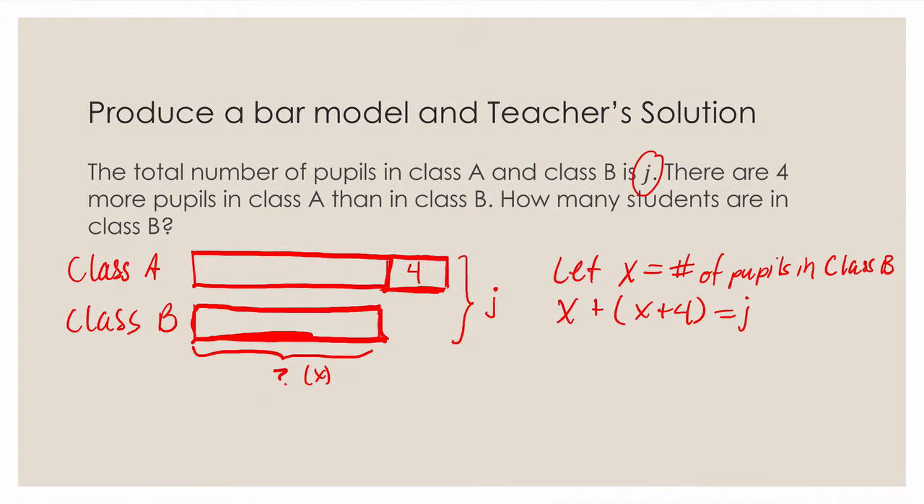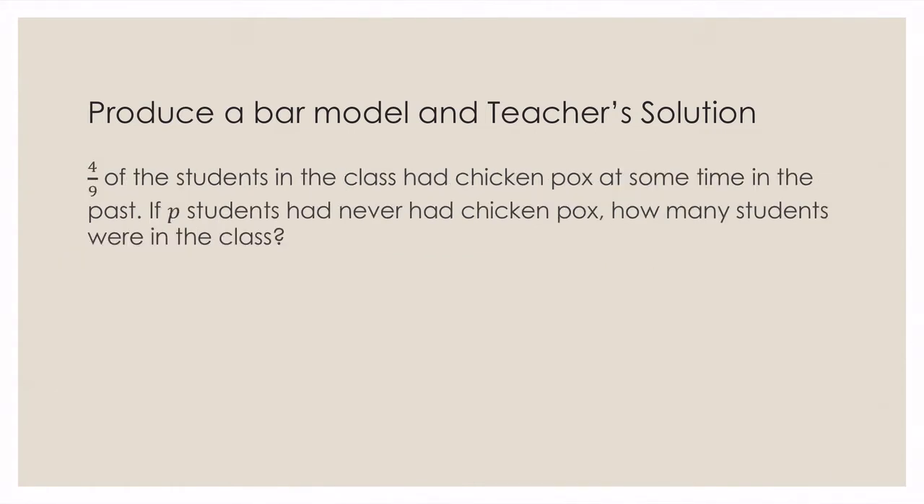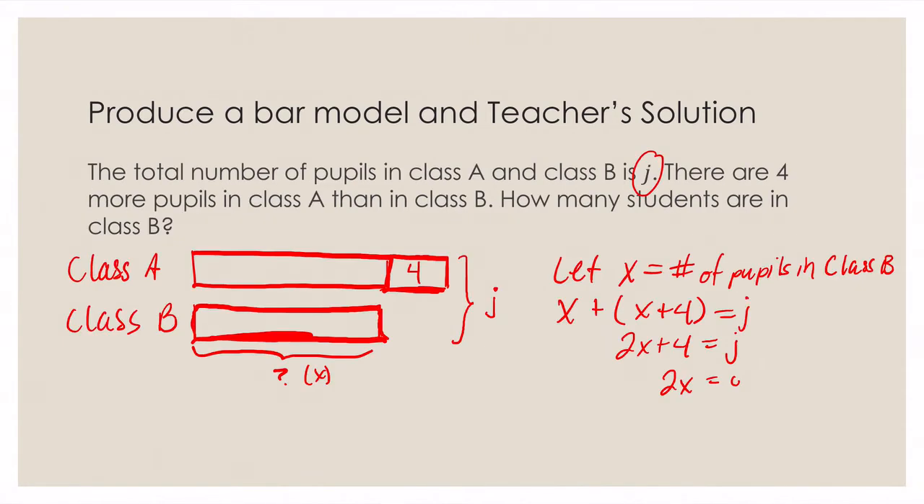Now x is the number of pupils in Class B, so if we solve for x with this equation, we can find the answer, or as much of it as we can with certain unknowns. So we have 2x plus 4 is equal to J. Subtracting 4 from both sides, we get 2x is equal to J minus 4. Dividing by 2, x is going to be (J minus 4) over 2.